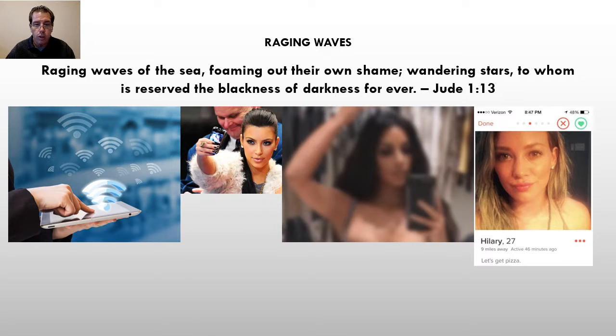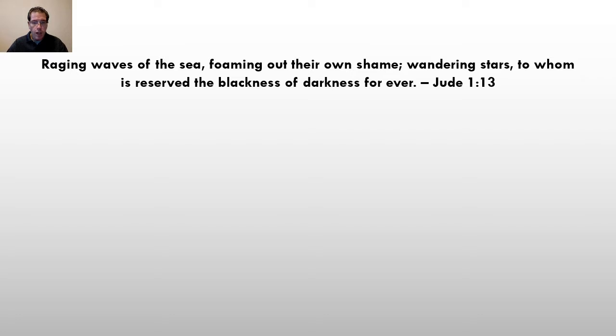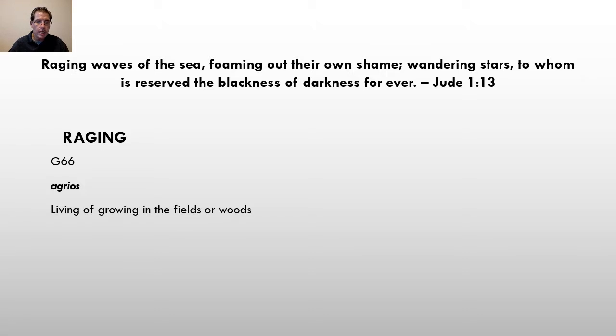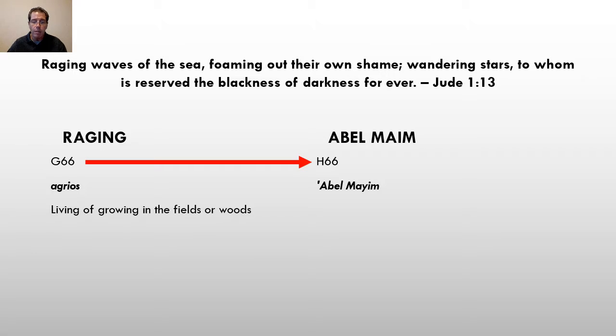Now let's look even closer at the numbers. So we've seen how these verses fit our time. Raging waves of the sea, foaming out their own shame. Let's look at the word raging. Raging, G66, agrios. It is living or growing in the fields or woods, the fields of Gomorrah. Raging, waves, agrios. This is numbered. G66 is numbered with H66, which is Abel Mayim. Abel Mayim is a name meaning meadow of waters. Another synonym for meadow is field.